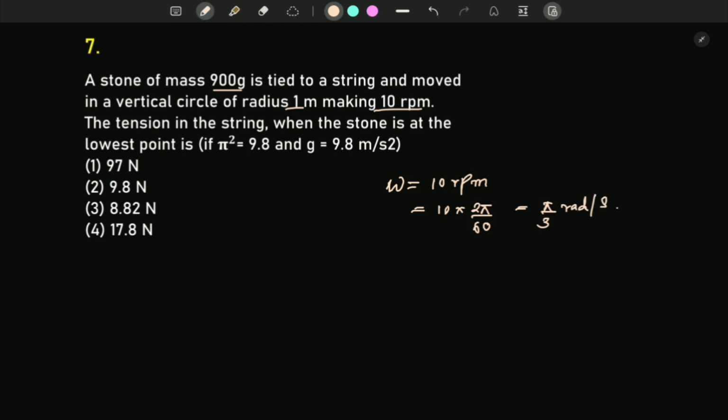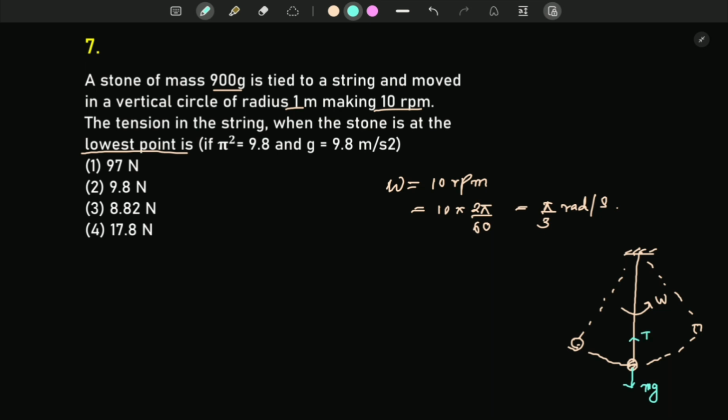Now we need to find the tension at the lowest point. So let us draw this. This is the stone tied to the string and it will move in this direction with this omega. These are the extreme positions. Now at the lowest position, let us draw the FBD. Here mg will be acting in this direction and above it is tension T.